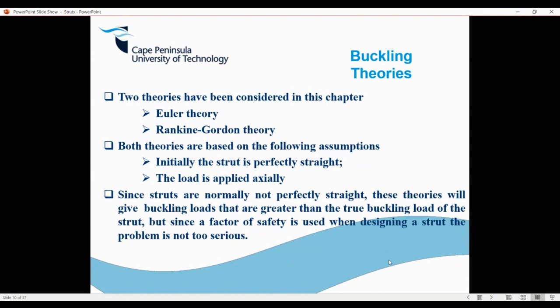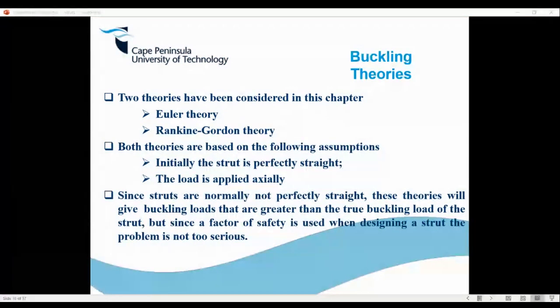They are based on assumptions that the strut is perfectly straight and the load is applied axially. This is not actually the case; we're simplifying so that our models can work nicely. There are models which account for deviations, but we're just looking at the basics for now, as an introduction to the concept of buckling. Since struts are not normally perfectly straight, these theories will give buckling loads far greater than the true buckling load of the strut. But since a factor of safety is used when designing a strut, this is not a problem. That's a very important point.